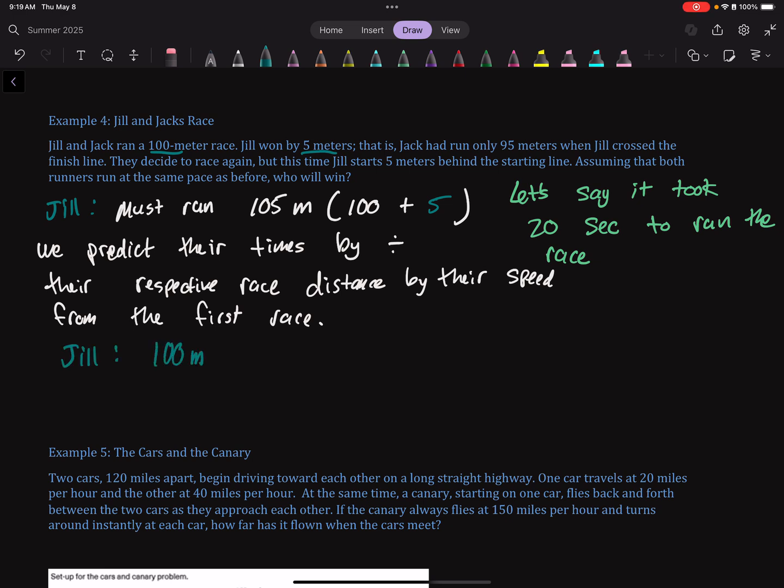And she ran that in 20 seconds because we said it was 20 seconds. They did not give us that. We just said it took them 20 seconds hypothetically. So that means Jill did 100 meters in 20 seconds. That's what that means because she ran 100 meters in 20 seconds. So what that means is she ran 5 meters per second.